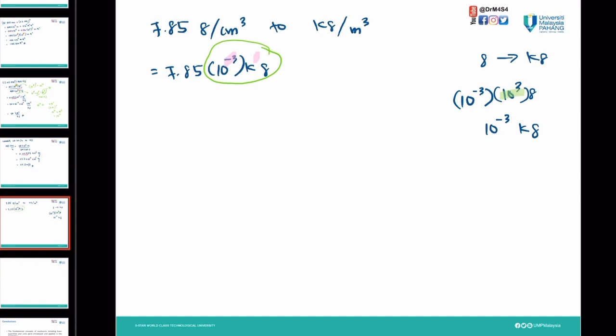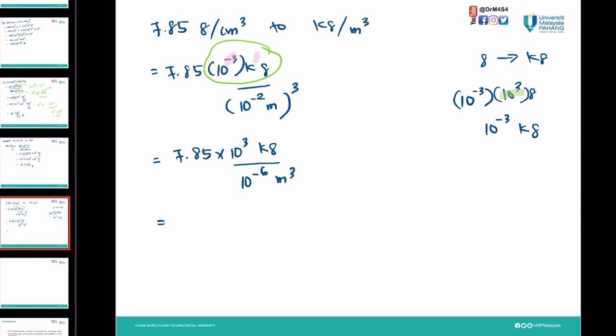Let's do it for centimeter cube to meter cube. Centi is negative 2. 10 to the power of negative 2 meter, to the power of 3. So we have 7.85 times 10 to the power of negative 3 kg divided by 10 to the power of negative 6 meter cube.